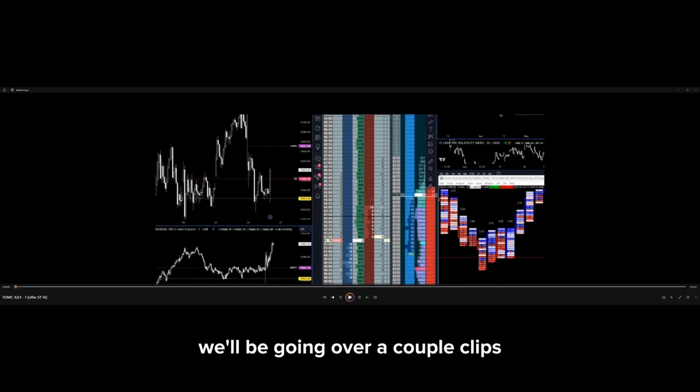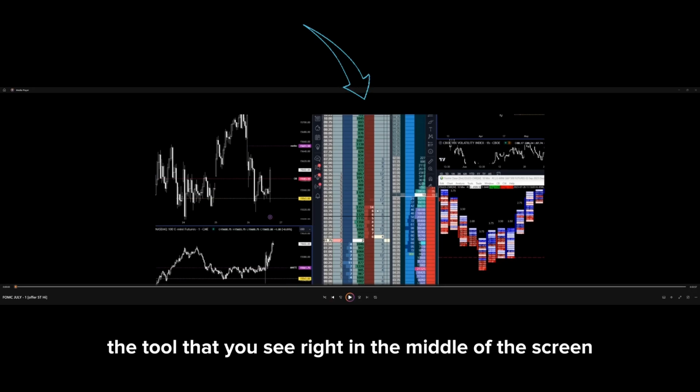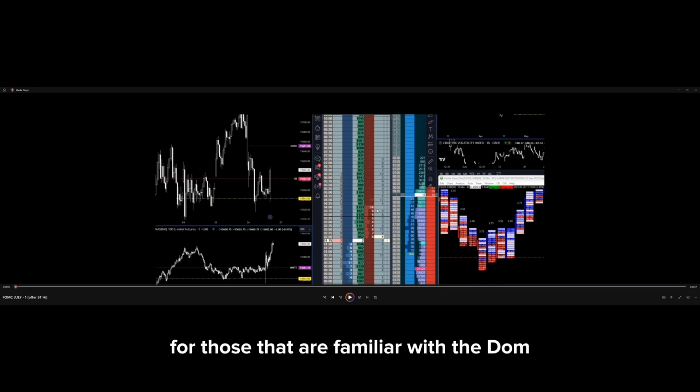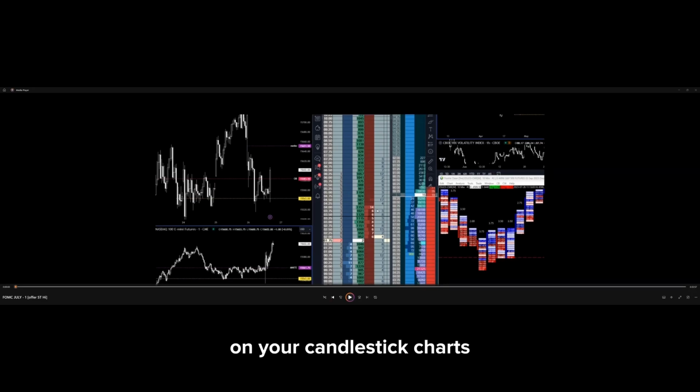We'll be going over a couple clips with the main focus on the depth of market, or the DOM, the tool that you see right in the middle of the screen. For those that are unfamiliar with the DOM, it is a tool to see the live action auction between buyers and sellers real time. It's what creates the highs and lows of the candles on your candlestick charts.